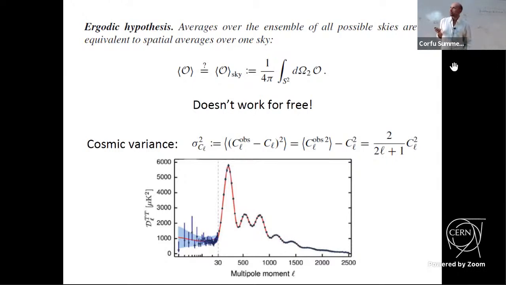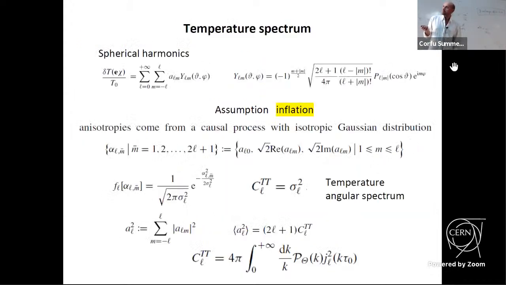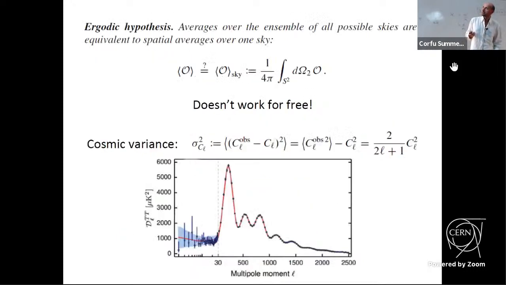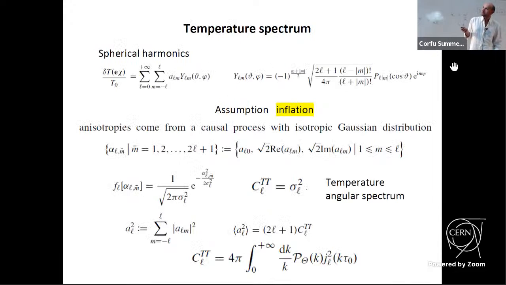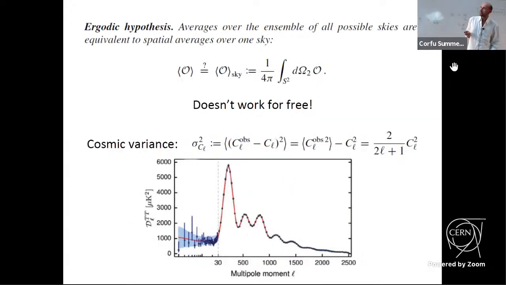However, this ergodic hypothesis does not work. Why? Because this is true only for spectra over a continuum. But the angular spectrum is over a discrete set of values, because these multipoles run from 0 to infinity. Okay, so this hypothesis doesn't work.